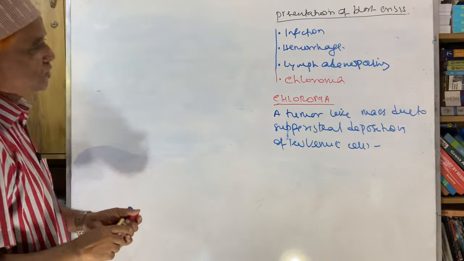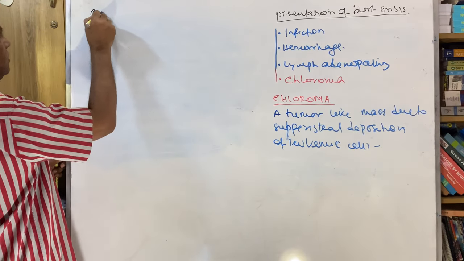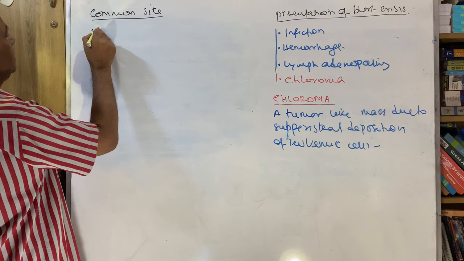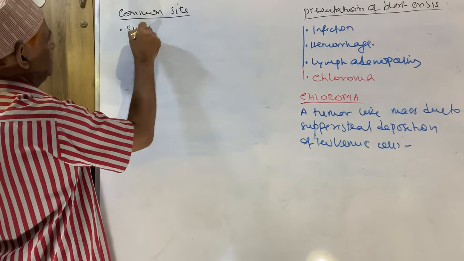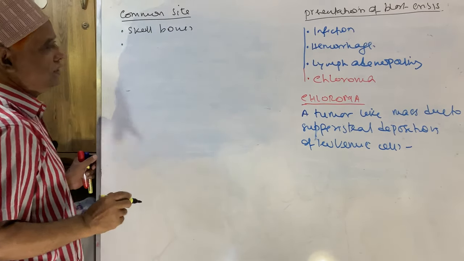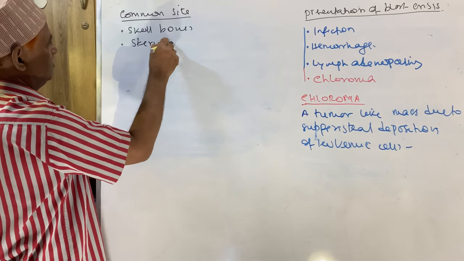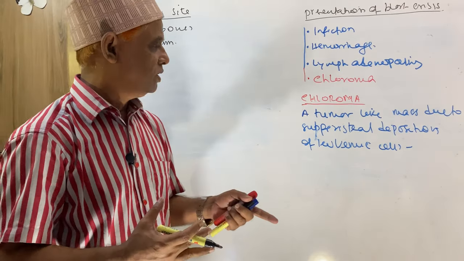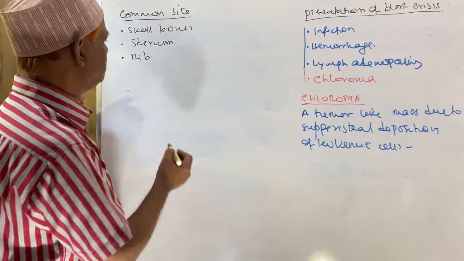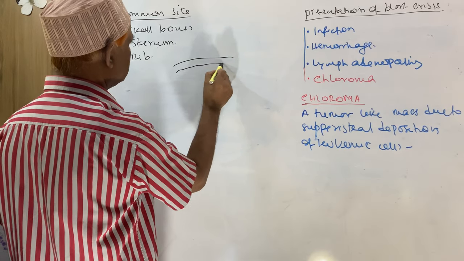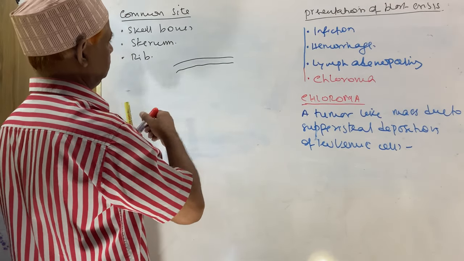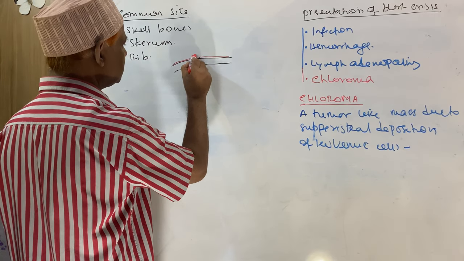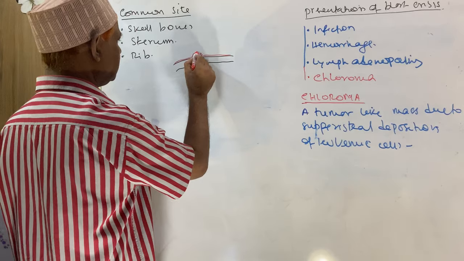Now, the common sites of chloroma. It may be found in skull bones usually. Besides this, you can get it in the sternum and also in the ribs. Whatever the site of chloroma, it is nothing but a tumor-like mass due to subperiosteal deposition of leukemic cells. If this is a rib and this is the periosteum, there will be subperiosteal collections of leukemic cells giving rise to a mass, and this mass is known as chloroma.